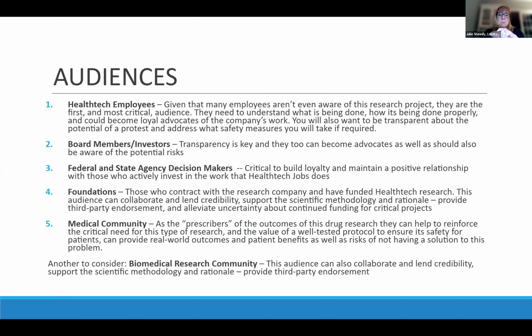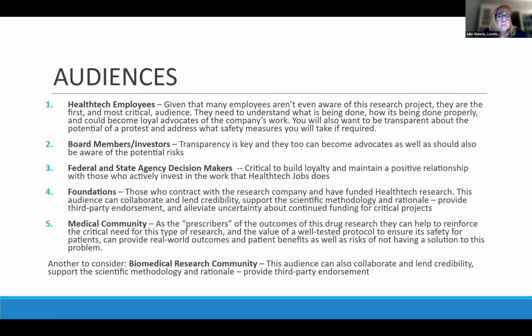I also indicated your board members are investors so that the transparency is key, and they can also become your advocates and be aware of potential risks. Much of the research is funded by federal and state decision makers. So they would be another target audience and build loyalty to maintain that positive relationship as they actively invest.